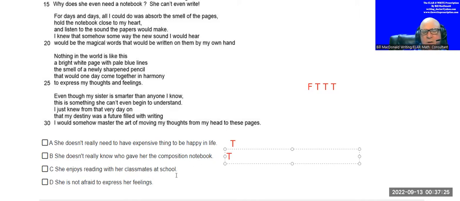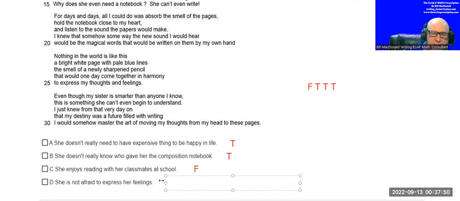She enjoys reading with her classmates, something that she does enjoy. Well, if I don't know how to read, how in the world am I going to enjoy something that I don't know how to do? She's not expressed her feelings. You can tell this person is very expressive in her feelings. She had a hard time containing herself. So that part is not false. That part is true. She is not afraid to express her feelings when it comes to things that she really enjoys.